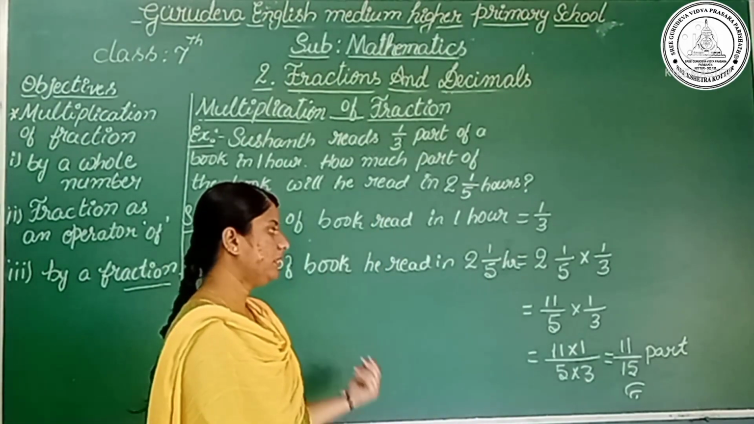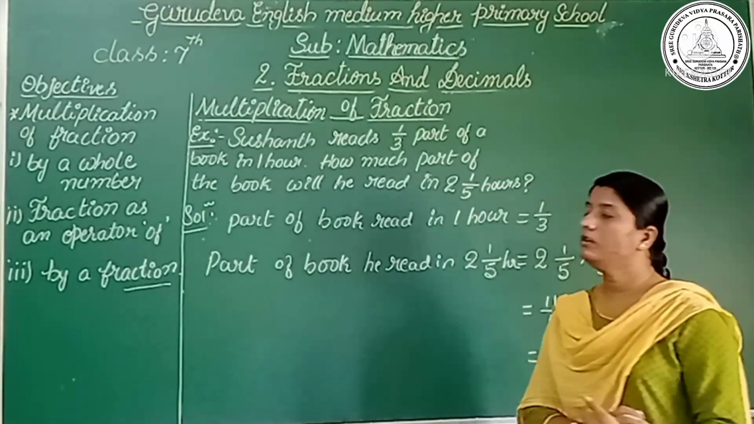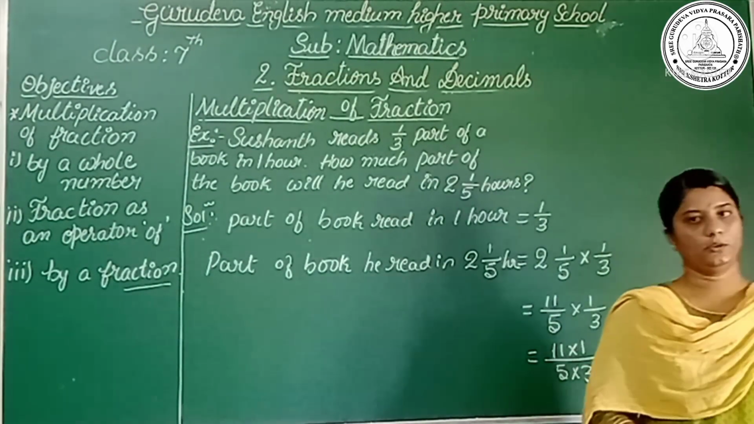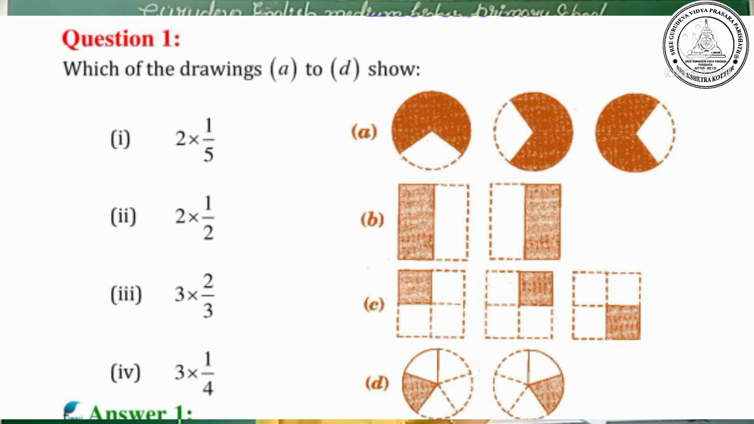Is it clear? Yes. Then let's go to solve exercise 2.2. You may observe in exercise 2.2, the first question is which of the following drawings A to C show. Here they are given multiplication of a whole number with a fraction, and some pictures. So we have to say 2 times of 1 by 5. Which figure represents the product 2 into 1 by 5? You just have to point that out.